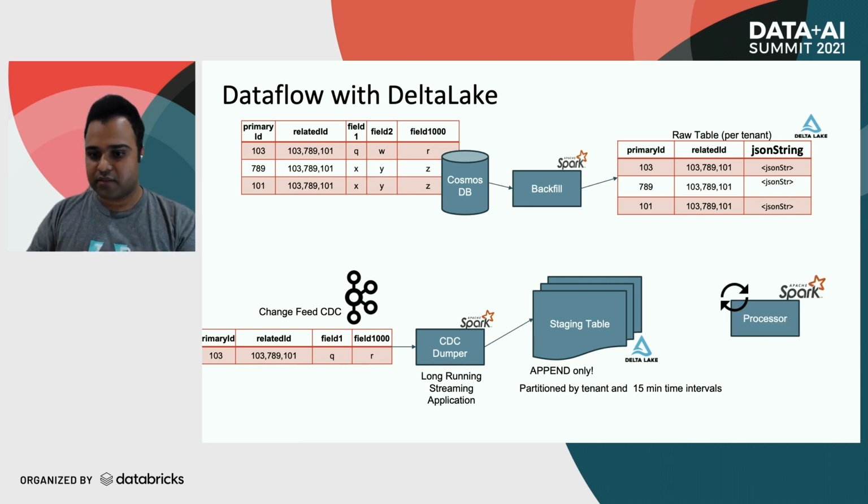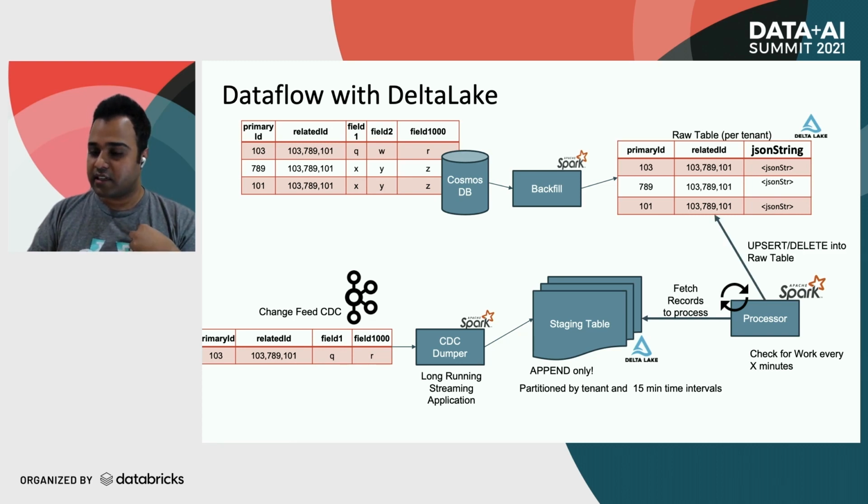The next thing is we have a long running processor that checks for work every X minutes. It's configurable according to a tempo. Now it looks at, hey, do I have any work to do? And it's going to ask the staging table, since the last time I saw you, do I have work to do for a particular tenant? If so, give me records back. Then it takes them and does an upsert and a delete into the individual tenant's raw table. So now you see why we needed the upsert and delete functionality on Parquet, which we get from the DeltaLake point of view.